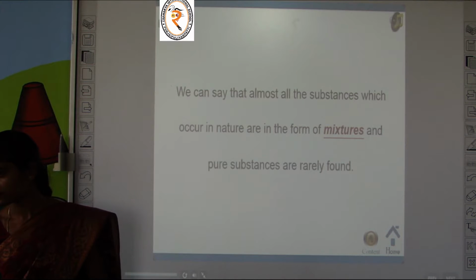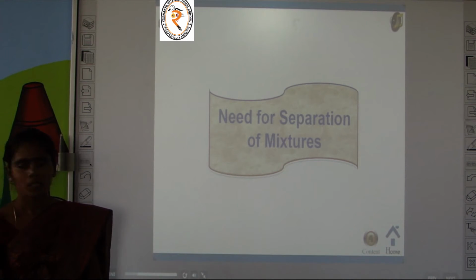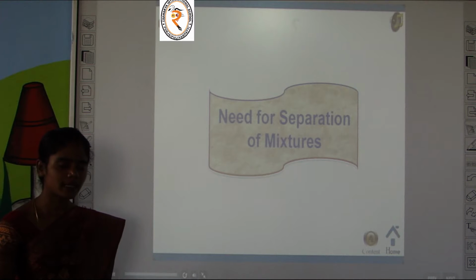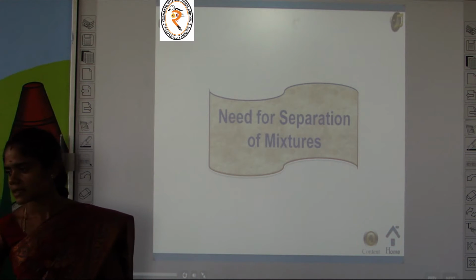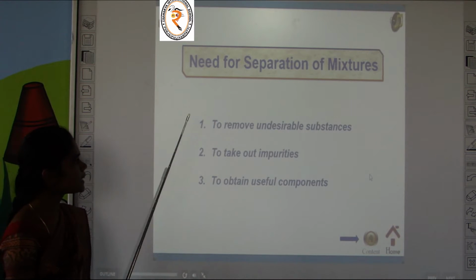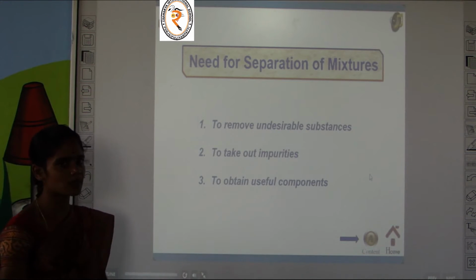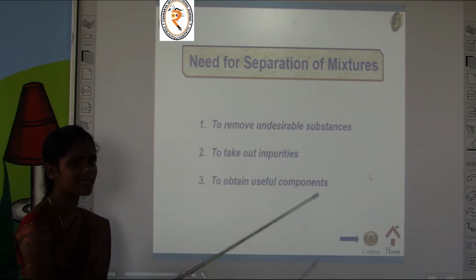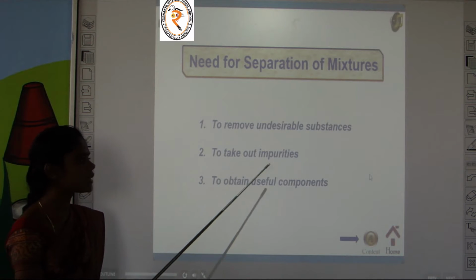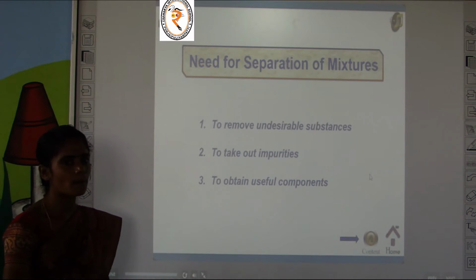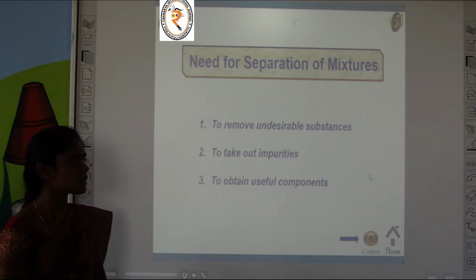Okay. The next one. Need for separation of mixture. What is the need for separation of mixture? I already told what a mixture is. It contains more than one substance. What is the need for separation of mixture? It is needed to remove undesirable substances, to take out impurities, and the third point, to obtain useful components.